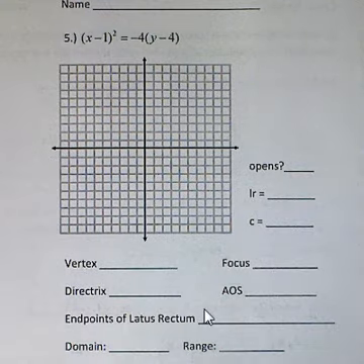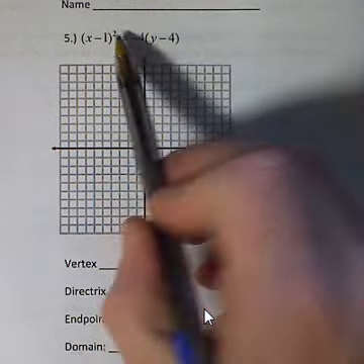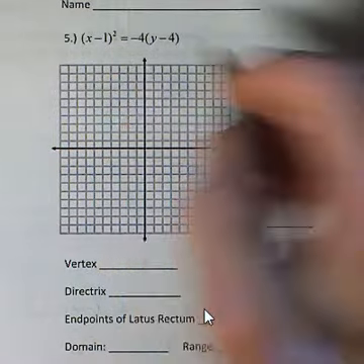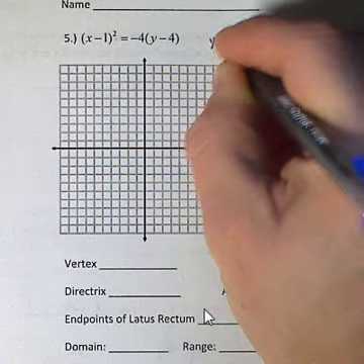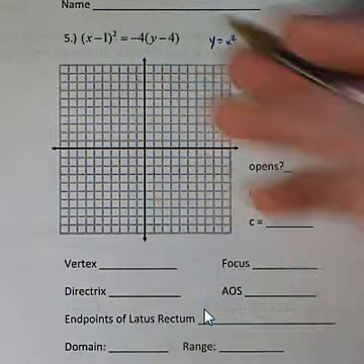Okay, so I have the equation here, and all I want to do is graph it. We notice that the squared is on the x portion of the equation, so this is an x squared parabola. So the basic function is y equals x squared. So it's either opening up or it's opening down.